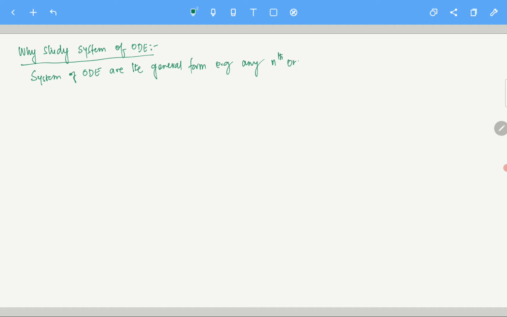nth order. For now let's just call it second order, because we are restricting ourselves to 2 cross 2. Any second order linear ODE can be written as a system. But not the vice versa. The other thing does not follow.